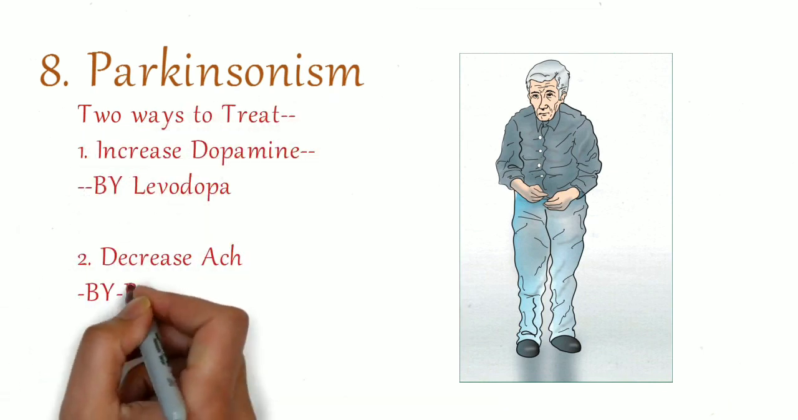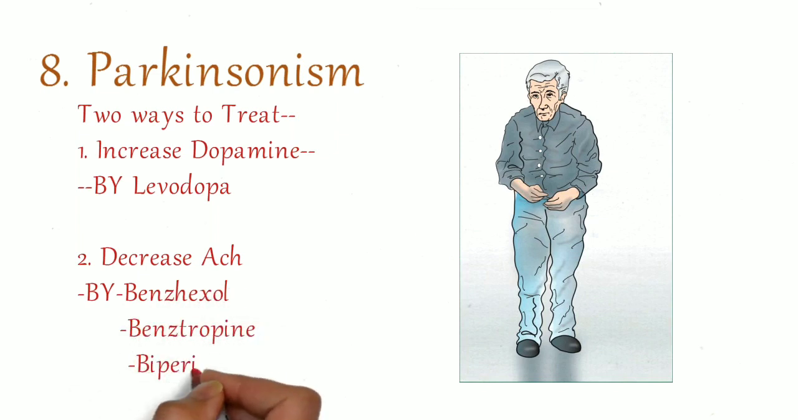For increasing dopamine, we can use drugs like levodopa. For decreasing acetylcholine, we can use drugs like benzhexol, benztropine and biperiden. Three Bs for decreasing acetylcholine.